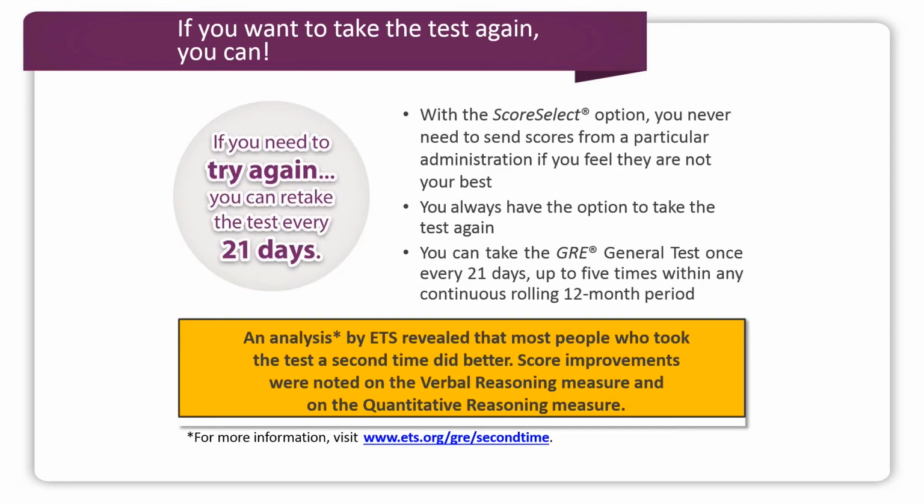As you now know, with the ScoreSelect option, you never need to send scores from a particular administration if you feel they are not your best. You have the option to take the test again, once every 21 days, up to 5 times within any continuous rolling 12-month period.